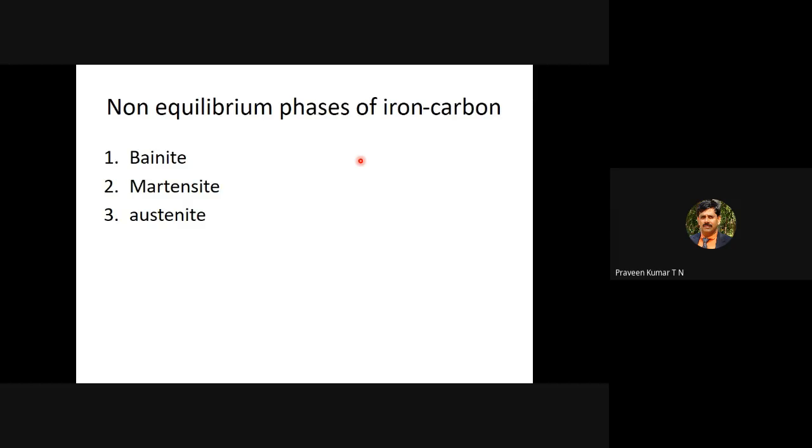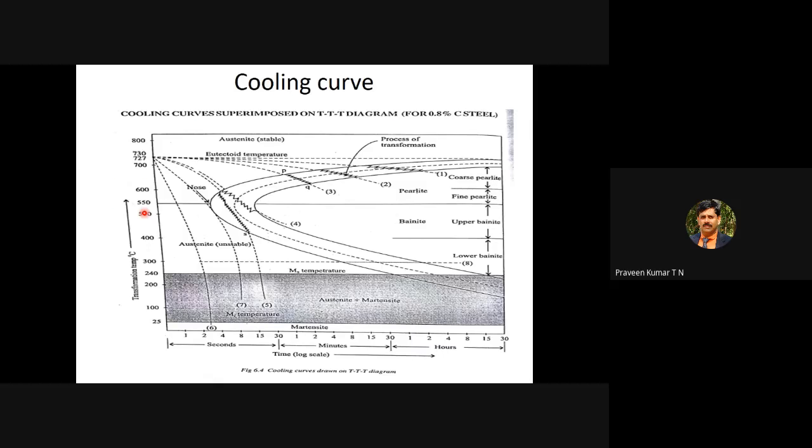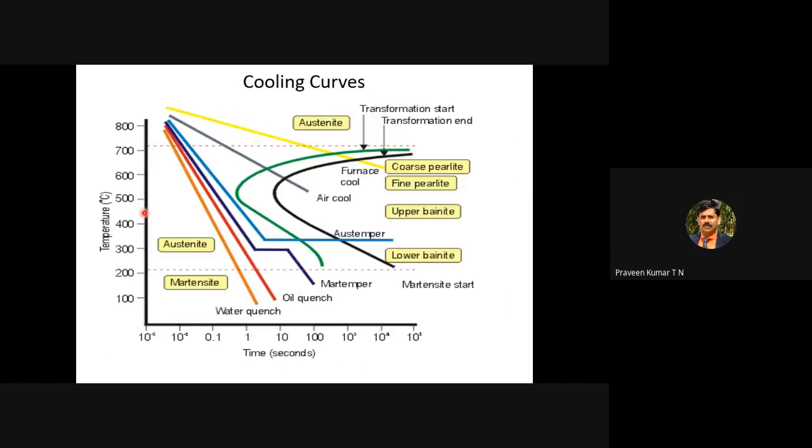So now we are talking about the non-equilibrium phases of the iron carbon diagram. Non-equilibrium phases means you are cooling it very fast, or even medium cooling also comes under this. Then we'll get three more microstructures. One is bainite, one more is martensite, and one more is austenite. Austenite may be stable or unstable. That's it. Now we are talking about one more diagram.